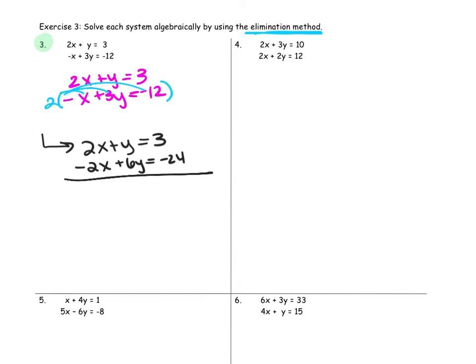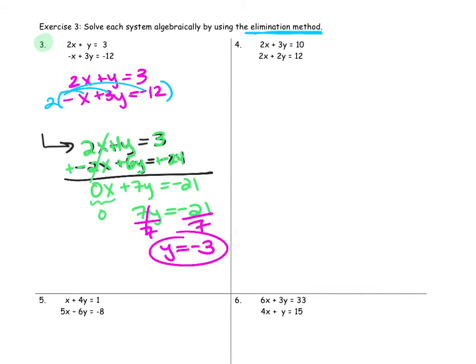And now let's see, can we add vertically? Let's see what happens. 2 plus a negative 2 is 0. So that's just 0x. Y plus a positive 6y is 7y. There's a 1 out front. And 3 plus a negative 24 is negative 21. So these terms canceled, right? 0x is just 0. So I have 7y equals negative 21. And we're solving, in this case, for y. So let's divide everything by 7, and we'll get y to be negative 3.